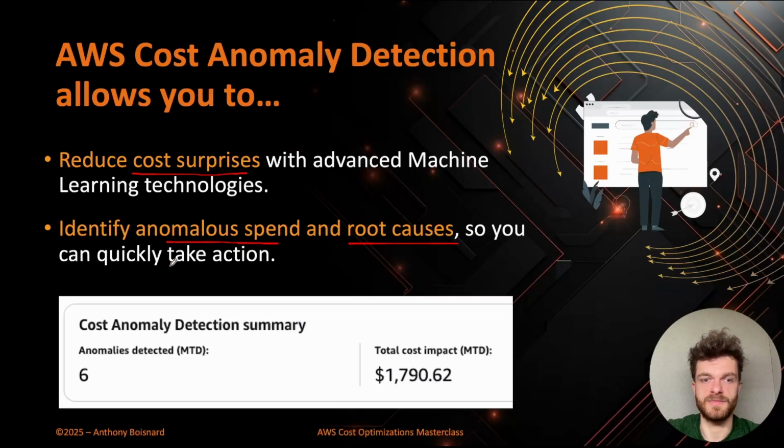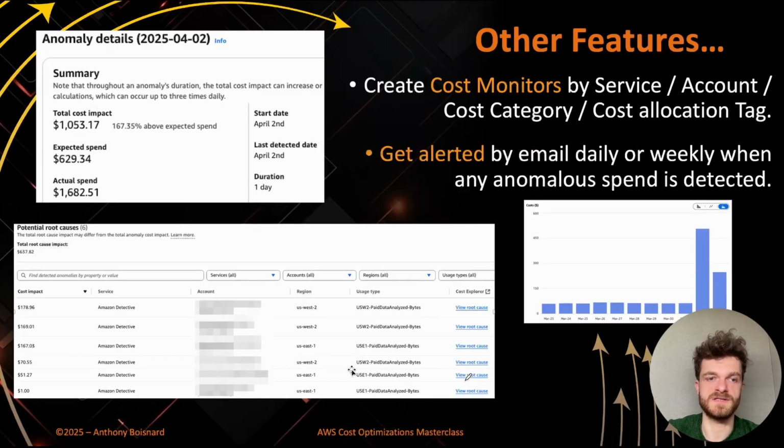So in this example, you have the summary. In one account, I have 6 anomalies detected month to date, and the total cost impact is this one. If you click on one of these anomalies, here is an example for Amazon Detective. It will give you the details with the total cost impact of this particular anomaly, the expected spend, the actual spend, start date, last detected date, and the duration.